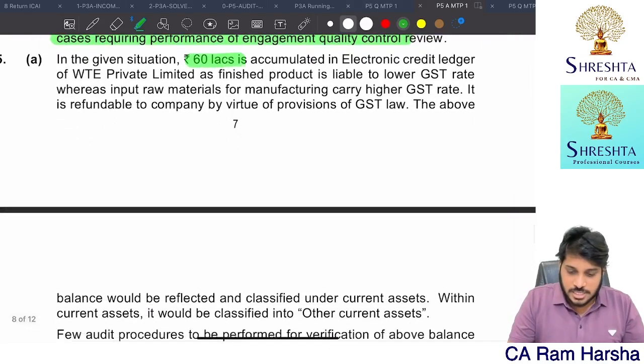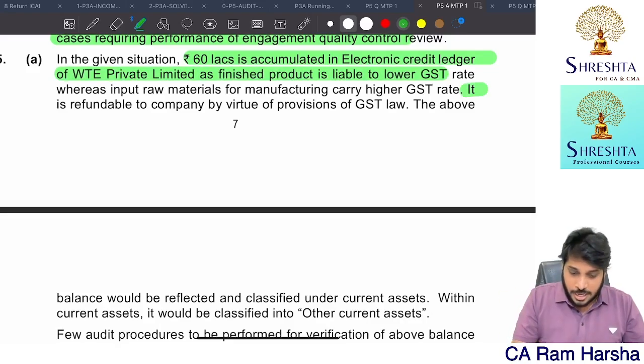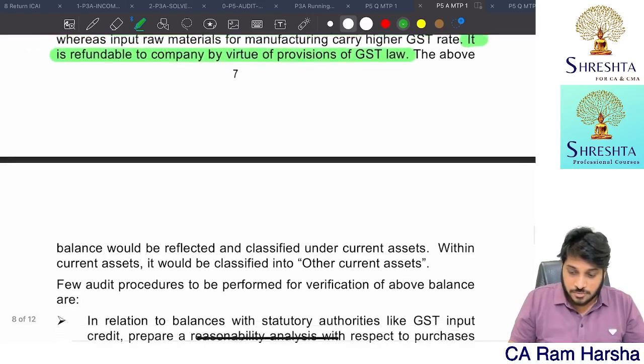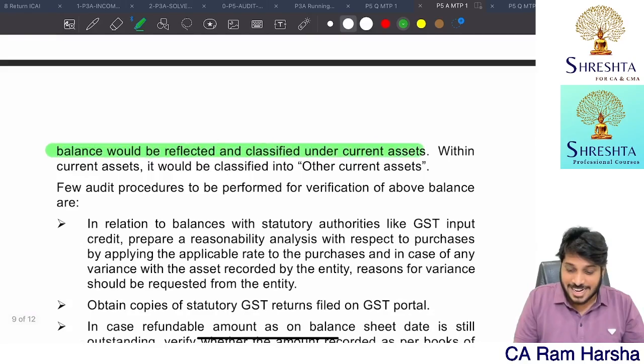In the given situation, 60 is accumulated in the electronic credit ledger because of the lower rate of GST on the output. It is refundable to the company by virtue of the provisions of GST. Therefore, the above would be reflected and classified as a current asset, and that too other current assets.